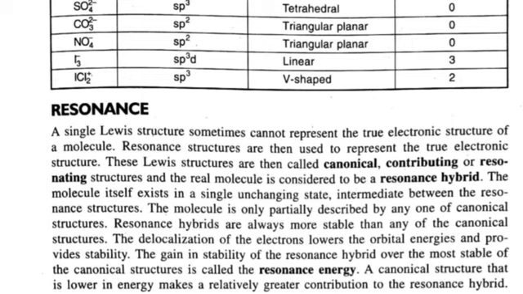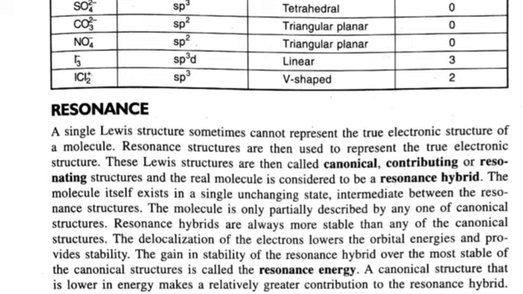If I talk about the hybridizations of ions, the sulfate ion will have sp3 hybridization and tetrahedral shape, lone pair 0. Carbonate, sp2 hybridization, triangular planar, lone pair 0. Nitrate or NO3 minus, sp2 hybridization, triangular planar, lone pair 0. I3 minus, sp3d hybridization, linear, 3 lone pairs. ICl2 plus, sp3 hybridization, V-shaped, and 2 lone pairs. So this was our resonance and ions hybridization.